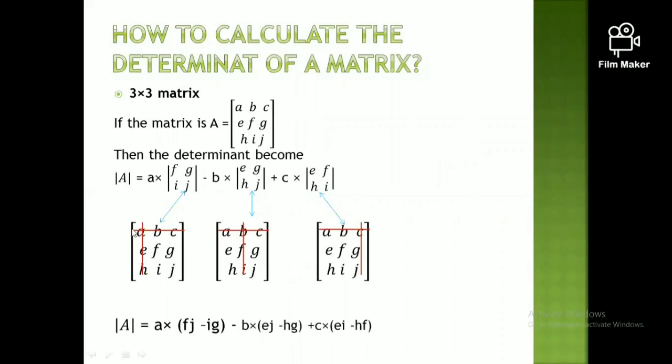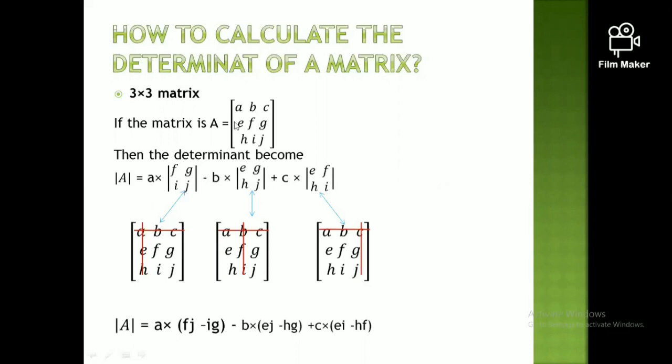Then I have selected A, no? Cross that line horizontally and vertically. Then what is the remaining portion? F, G, I, J. Then get the modulus of that matrix. Write the elements over here, F, G, I, J, which are the remaining after crossing these two lines. Then get the modulus of that matrix.